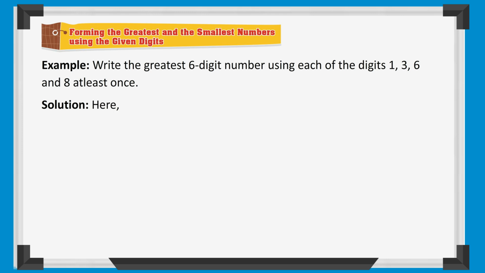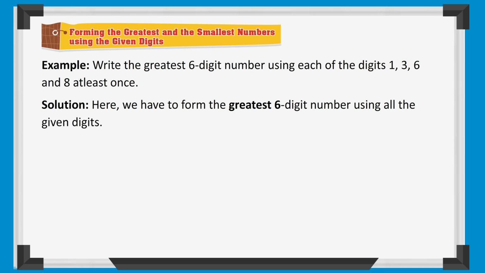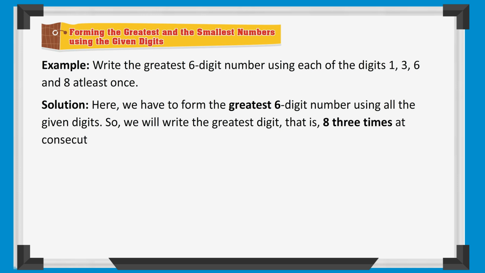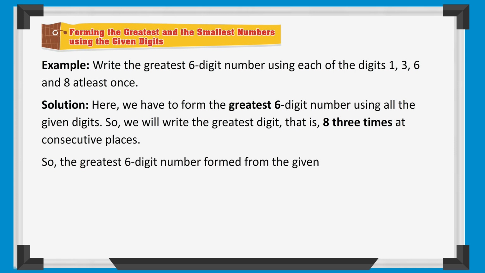Example. Write the greatest 6-digit number using each of the digits 1, 3, 6 and 8 at least once. Solution. Here, we have to form the greatest 6-digit number using all the given digits. So, we will write the greatest digit, that is, 8, 3 times at consecutive places. So, the greatest 6-digit number formed from the given digits is 888631.